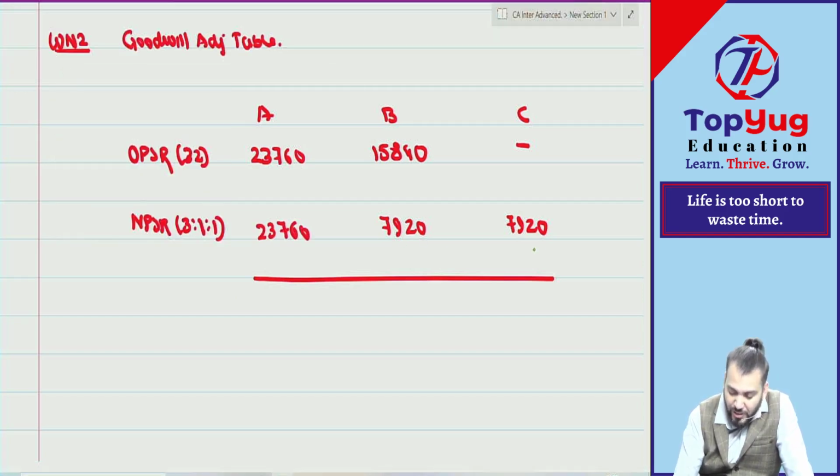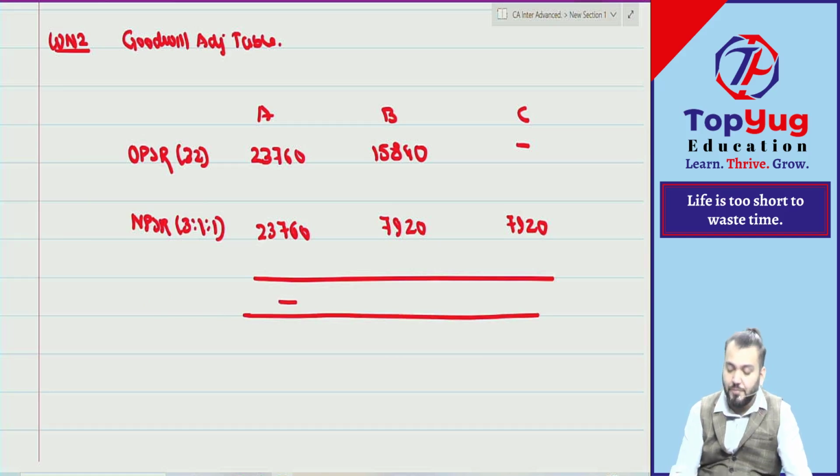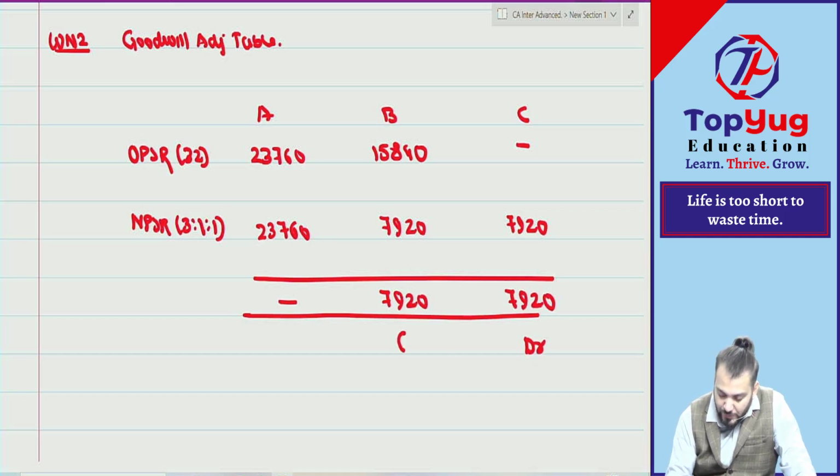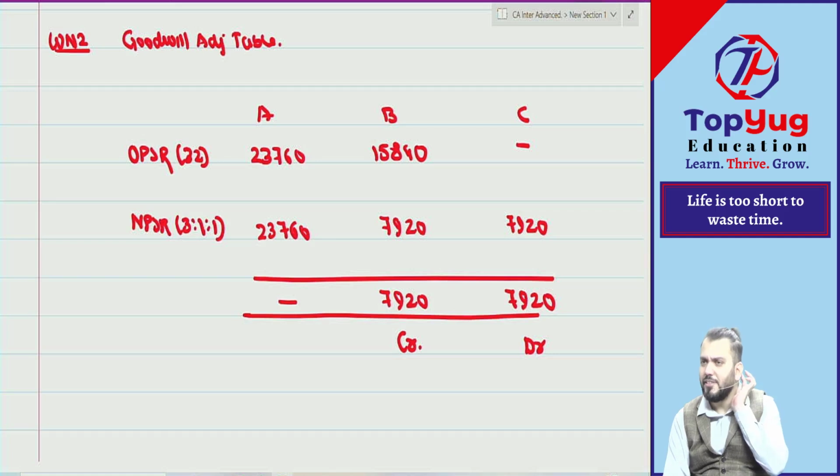23,760. These two amounts are correct. So tell me, which partner will be debited, which partner will be credited? How much does B sacrifice? 7,920. How much is C gaining? So the gaining partner will be debited and the sacrificing partner will be credited. Understood? Correct.